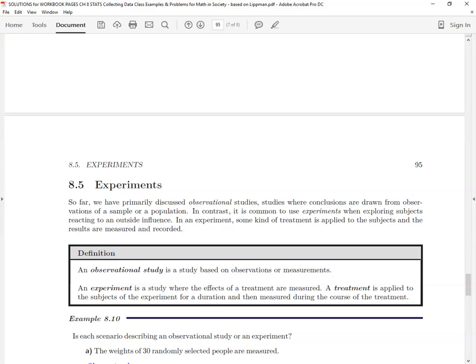So we've discussed observational studies, but also we want to look at how experiments might work. Observational studies are based on observations or measurements, but an experiment is where the effects of a treatment are measured. A treatment is applied to the subjects of the experiment for a duration and then measured during the course of the treatment. So that's all right here.